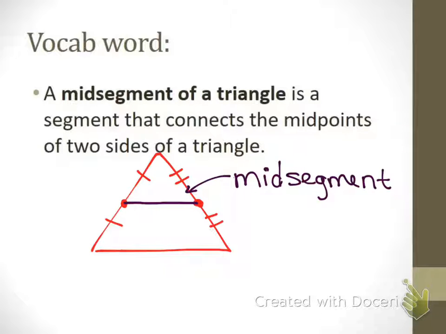How many mid-segments do you think we could draw in a triangle? Three. Okay, we have got one there. We could make another one that goes between these two sides. We could make a third one that goes between those two sides. You can have three mid-segments.